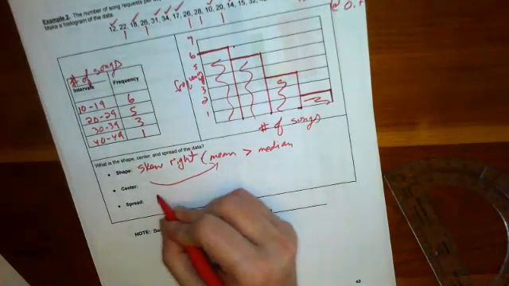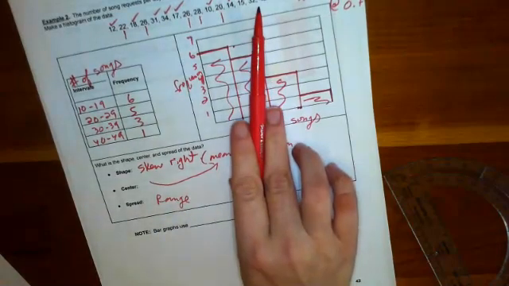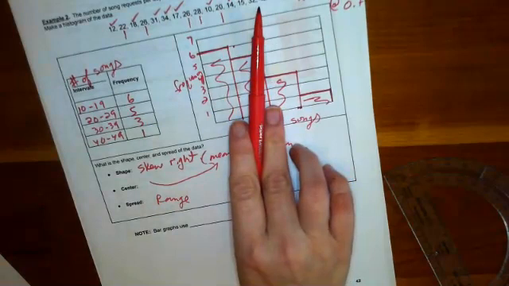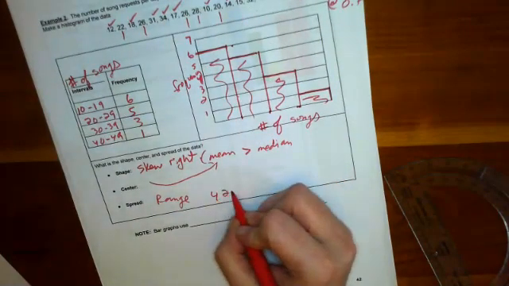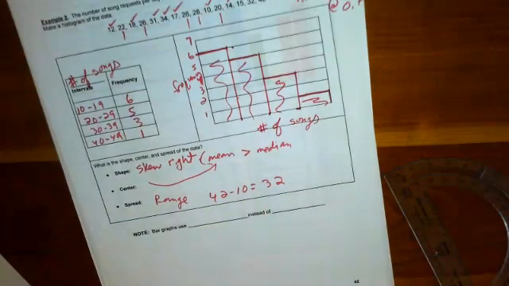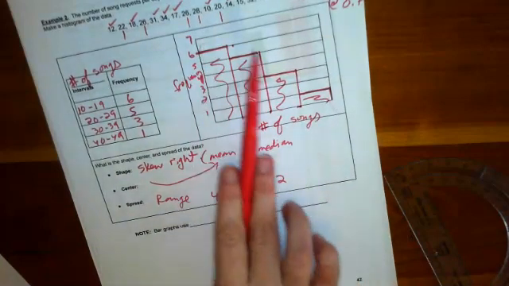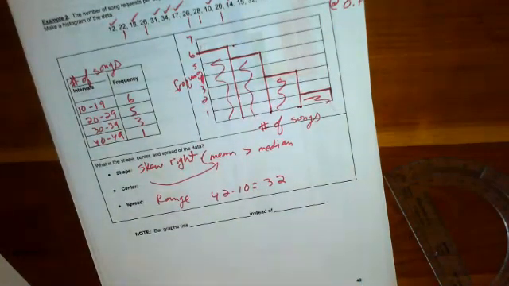Your spread is going to be your range, and that's going to be your max minus your min. My max was 42. My min was 10. So that's going to be 42 minus 10, which is 32. I would kind of argue that this looks like a half curve, right? Kind of like a half curve there. But that's about all we can really say about this when we're talking about histograms.